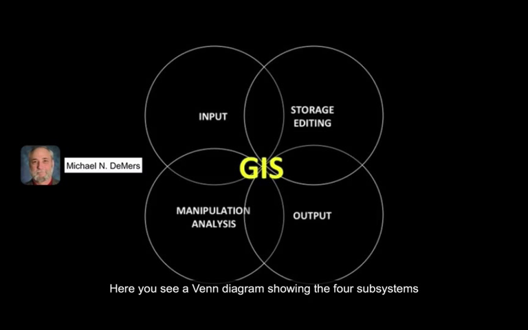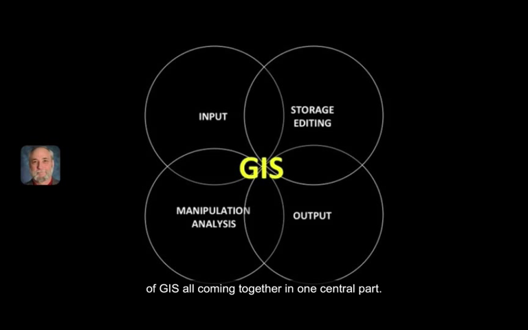Here you see a Venn diagram showing the 4 subsystems of GIS all coming together in one central part. So the GIS software is a subsystem of the larger GIS, the larger context with which we've been talking. And within that we have 4 subsystems as well. The first one is the input subsystem. This includes any of a number of different ways of getting data into the GIS software package. This includes anything from photographs, scans, satellite imagery, GPS data collection, manual digitizing, and input from existing databases.